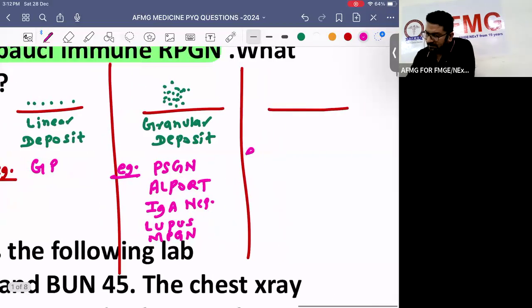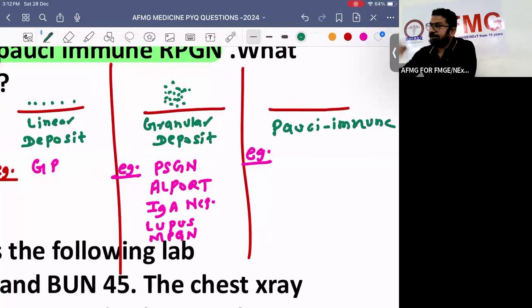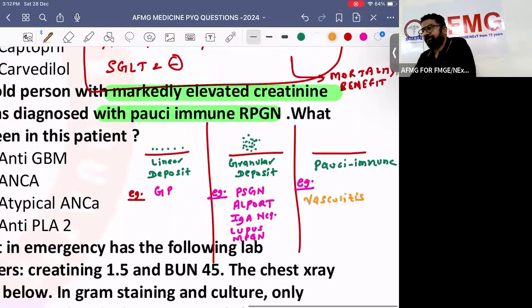You did a biopsy and you found nothing. Biopsy is normal, no deposits found. That is called pauci-immune. So what is the meaning of pauci-immune? A non-kidney disease is converting into kidney disease and RPGN. This means it was not a kidney disease, so what will convert? Vasculitis. When any vasculitis converts into RPGN, that is called pauci-immune.